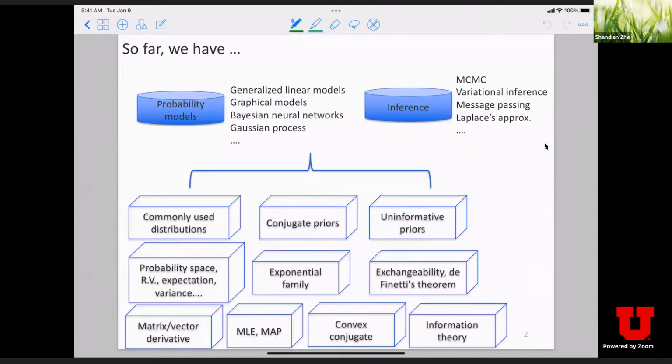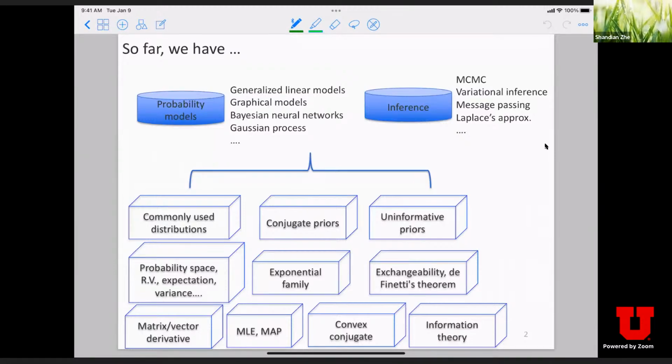We introduced an important family of distributions, which is called the exponential family. We talked about an important assumption in Bayesian modeling called exchangeability, which gives some theoretical results called Bayesian theory. Based upon that, we further talked about commonly used distributions: Bernoulli, binomial, beta distribution, Dirichlet distribution, categorical distribution, Gaussian, gamma, inverse-Wishart, Student t, and so on. We talked about the conjugate priors, and we talked about uninformative priors.